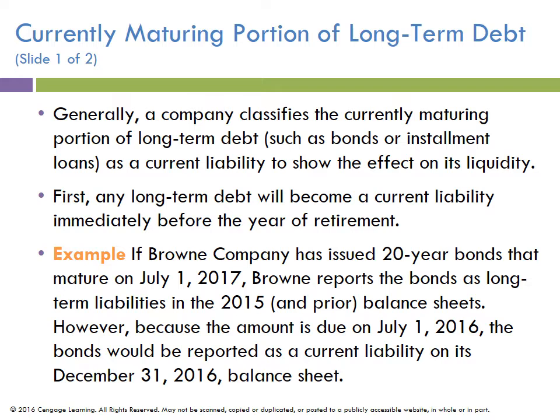Okay, if Brown Company has issued 20-year bonds that mature on July 1, 2017, leave that date there. They've listed them as long-term liabilities. They mature on July 1, 2017. The bonds will be reported as a current liability on the December 31st, 2016 balance sheet because they'll be paid off by the end of 2017.